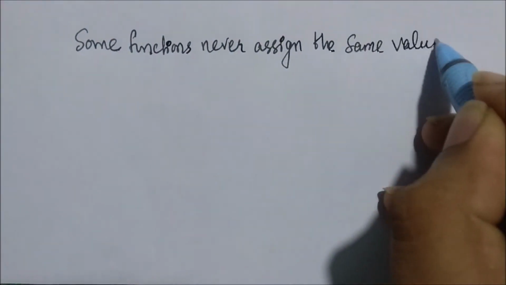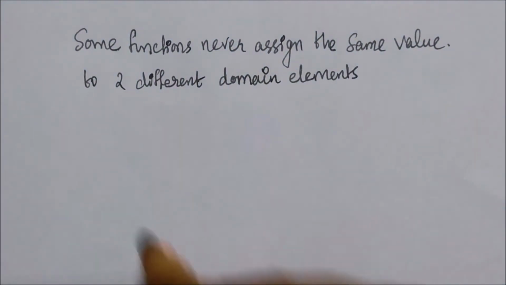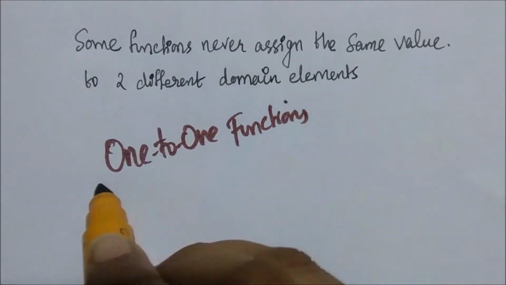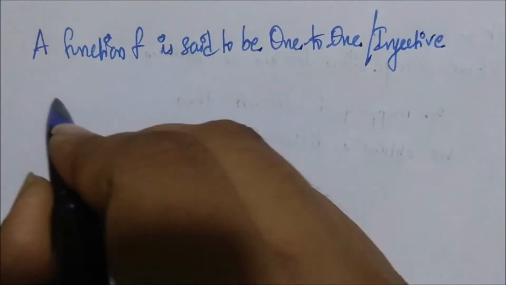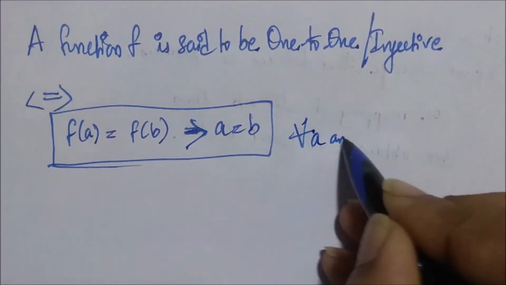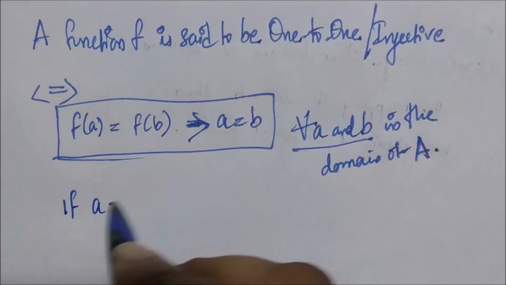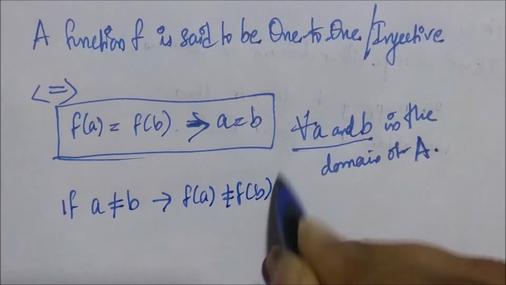Some functions never assign the same value to two different domain elements, meaning the values assigned to all the domain elements are different. Now, such functions are called one-to-one functions or injective functions. A function f is said to be one-to-one or injective if and only if f of a equal to f of b implies a equal to b for all a and b in the domain A. In other words, we can also say that if a is not equal to b, which implies f of a is not equal to f of b for all a and b in the domain A.